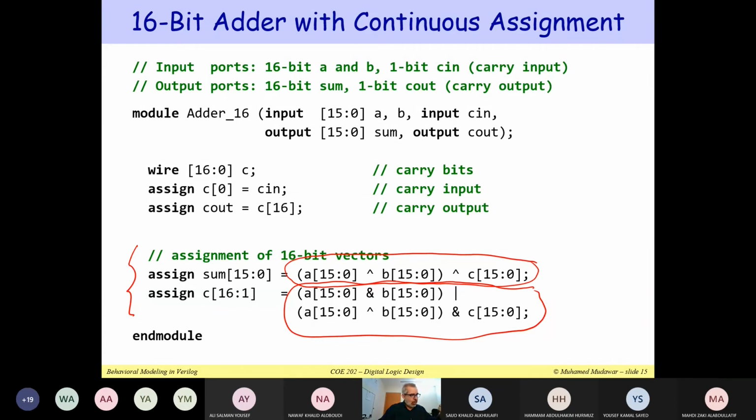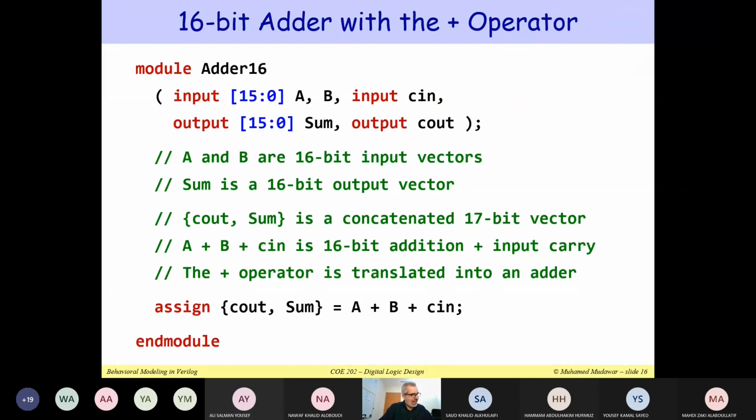So we have seen module instantiation. This is one description. Continuous assignment is easier. Why? Because you don't really have to instantiate. You can describe the same thing using continuous assignment and Boolean expressions. This is a third description.